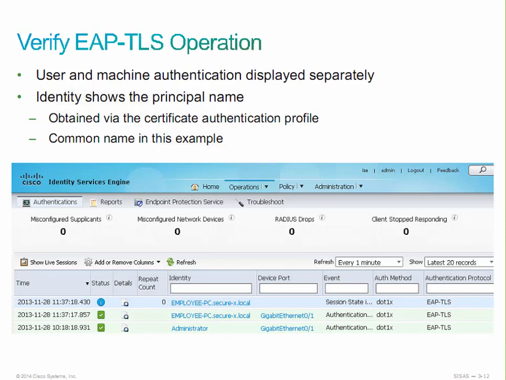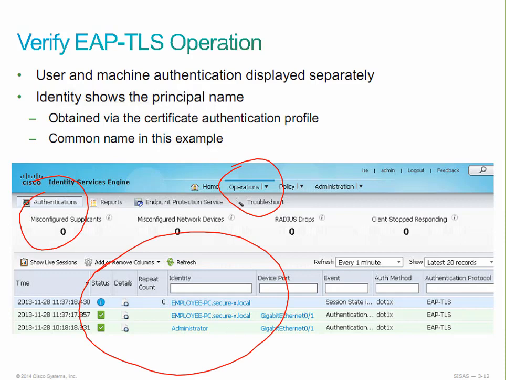How do we verify EAP-TLS operations? We go under Operations. So we click the Operations submenu, go into Authentication, and then we can see all of the live authentications. All right. In this particular case, we can see that at least 2 endpoints were authenticated using .1x, and over here on the right column, we can see the protocol that was chosen was EAP-TLS. All right. One was a user authentication and one was a machine authentication.